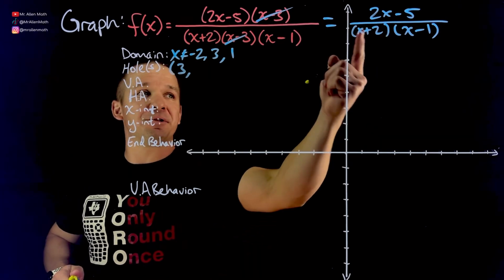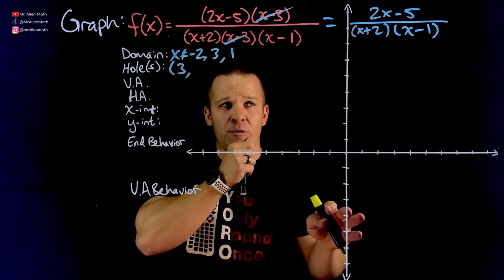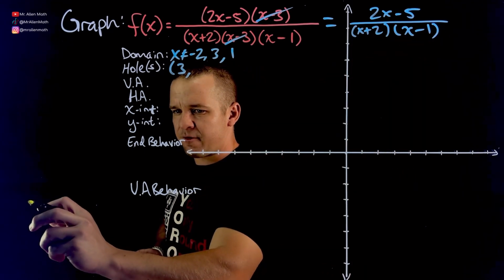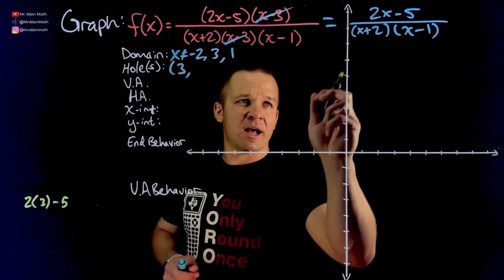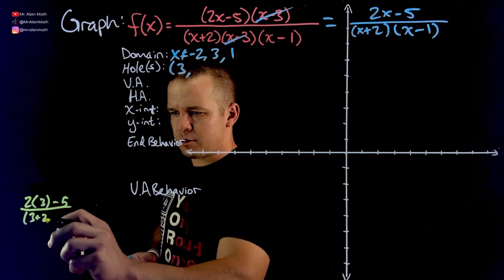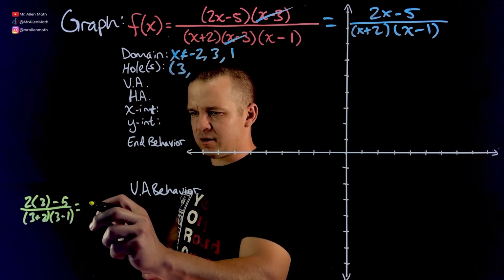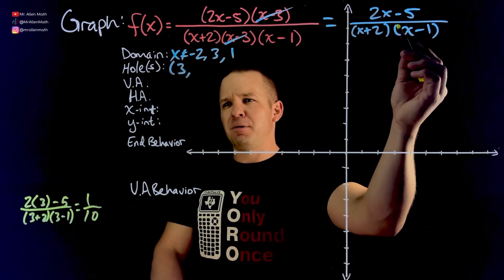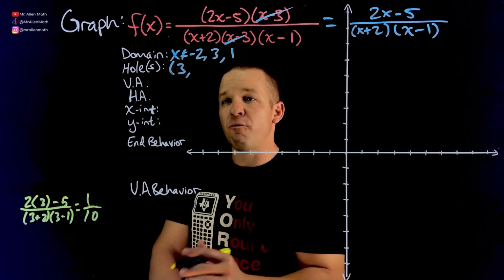I can do so in my simplified function right here, and I'm going to do that off to the side so it's out of the way of our graph. So if I plug this 3 into my simplified function, I'm going to have 2 times (3) minus 5, over (3 plus 2) times (3 minus 1). So 6 minus 5 is 1. Then we have 5 times 2, that's 10. Let me double check everything here. I plug 3 in. Yep, 6 minus 5. I plug 3 in, that's 5 times 2. Okay, cool. So we have 1/10.